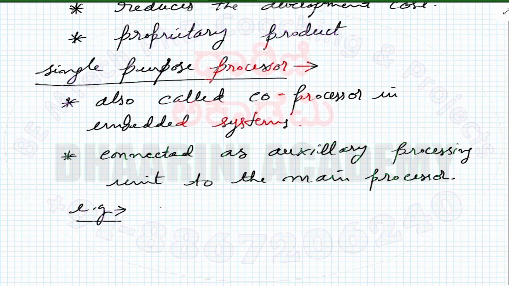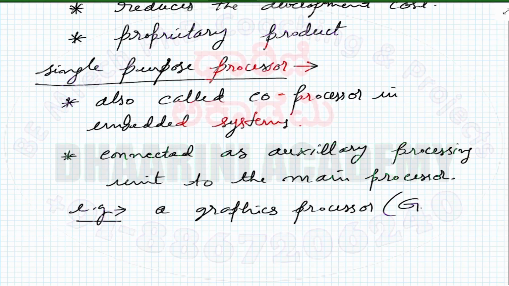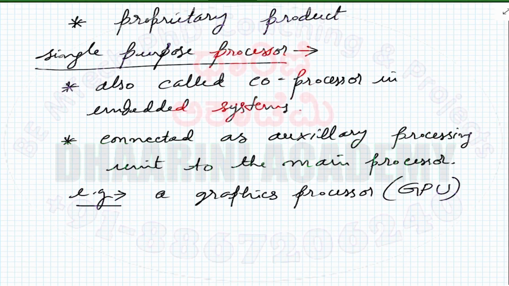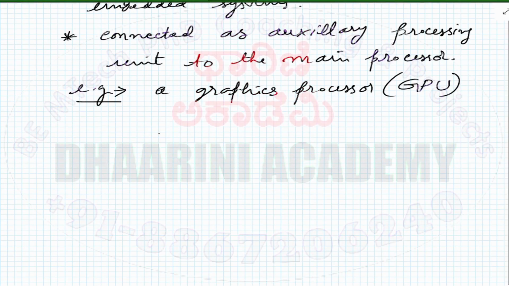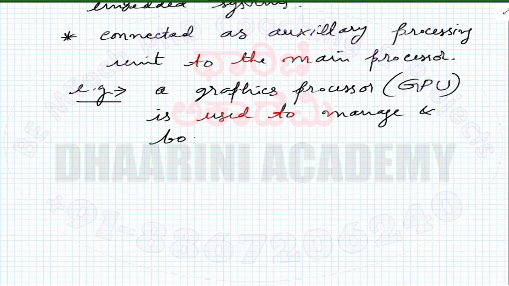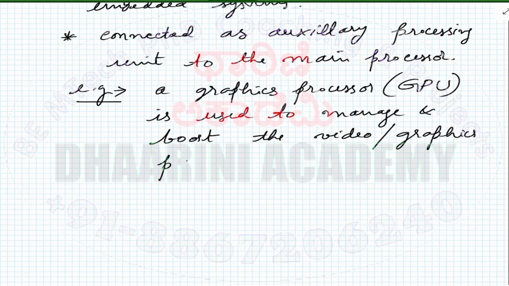So the example is a graphics processor, we can call it a GPU, graphical processing unit, is used to manage and it also boosts video or graphics performance, such as you want to play a movie, you want to play a game, you want to edit video, you want to edit with some editing software which you are going to run, etc., will be done by a specific coprocessor called GPU.